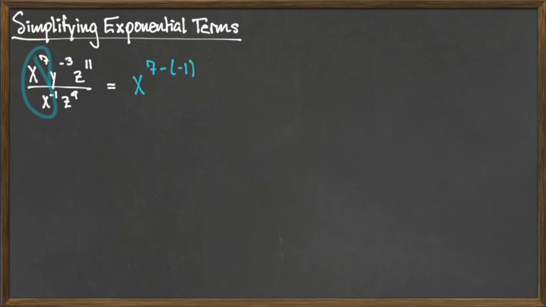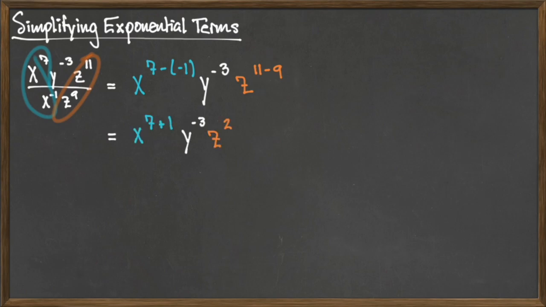So combining those, I get x to the 7th minus negative 1, y to the 3rd is by itself, and z to the 11th minus the 9th power. Notice that I subtracted negative 1 from the 7th in that x term. You have to be careful about negatives that are already embedded into the problem and not to drop them. When I simplify the terms in the exponents, this becomes x to the 7 plus 1, y to the minus 3rd, and z squared. I'll simplify the exponents further to get x to the 8th, y to the minus 3rd, z squared.